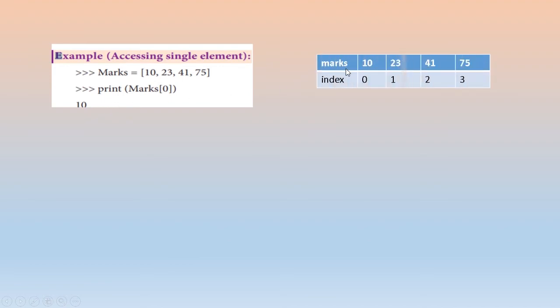So if you see the index here, you can understand. Marks is the list. It is having the values like 10, 23, 41, 75. I have given the index value, a positive index has been used here. So the first element will have the positive index value as 0. When you are using positive index, it starts from 0. When you are using negative index, it starts from -1. So the first element will have the index 0, next one 1, 2, 3. Suppose if I am writing print marks of 1, then automatically the corresponding element of index 1, 23, will be the output.